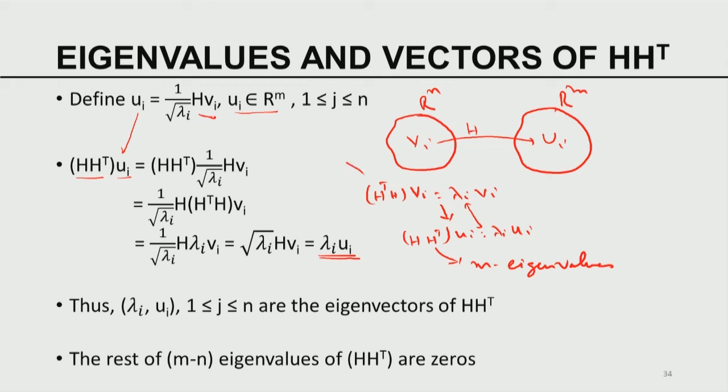This matrix must have n eigenvalues. M is larger than n. So in this case, they share the same set of non-zero eigenvalues. The m minus n eigenvalues are zero. There are zero eigenvalues in here. That is where the semi-definiteness comes into play.